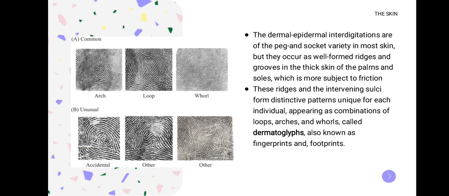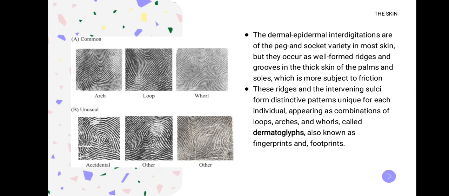Next, the dermal-epidermal interdigitations are of the peg and socket variety in most skin, but they occur as well-formed ridges and grooves in the thick skin of the palms and soles, which is more subject to friction. These ridges and the intervening sulci form distinctive patterns unique for each individual, appearing as a combination of loops, arches, and whorls called the dermatoglyphs, also known as the fingerprints and footprints.